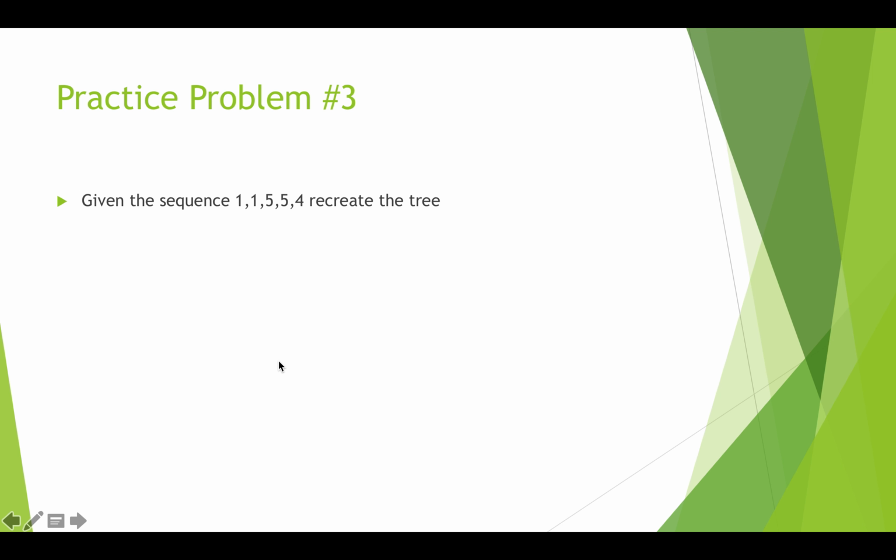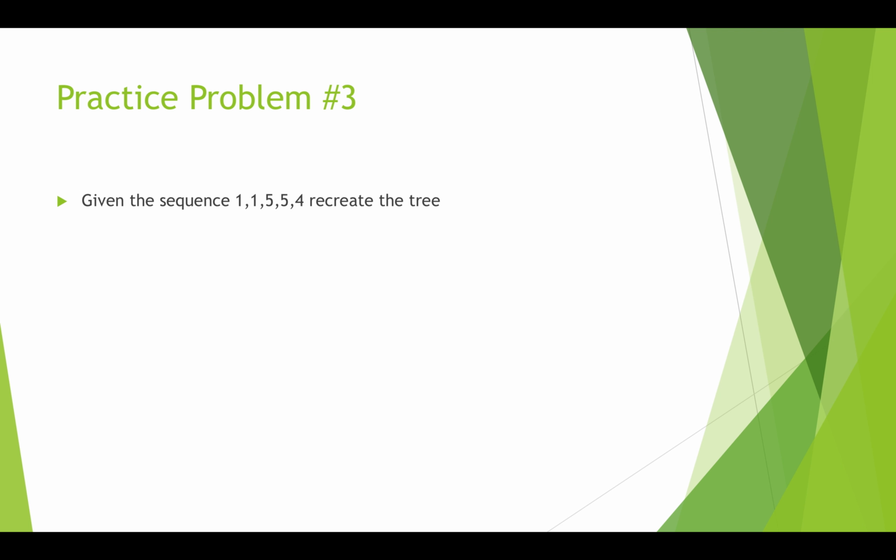There we go. So given the sequence, this tree was deconstructed and gave us sequence 1, 1, 5, 5, 4. Recreate the tree. So what do we know? We know that the sequence is n minus 2, with n being the vertices. So we have a sequence here of 5. So we know that this tree has to have 7 vertices.